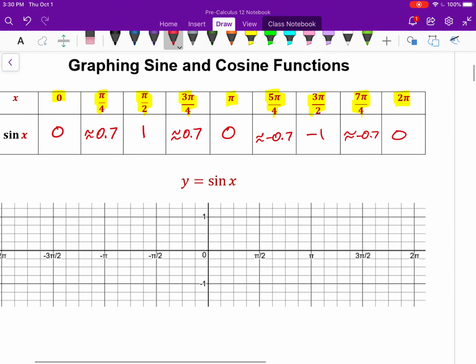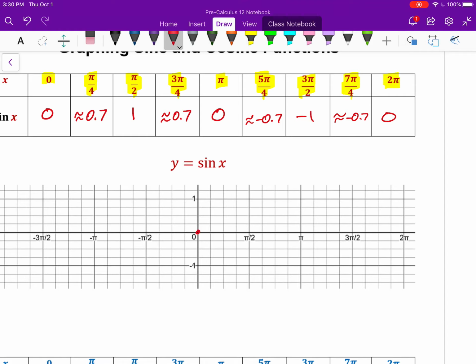So let's graph these now. The sine of 0 is 0. Now notice my scale here. My x is going up in quarters, I believe. Yep. On my x-axis, the major grid lines are at multiples of pi over 2. And so pi over 4 is going to be right here, halfway between 0 and pi over 2. And 0.7 will be about right here. Okay, so that's the second point.